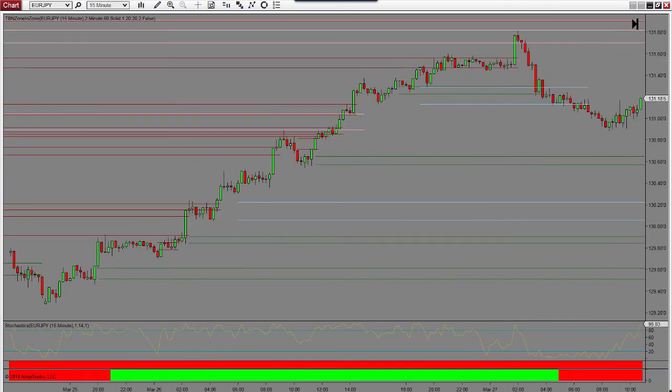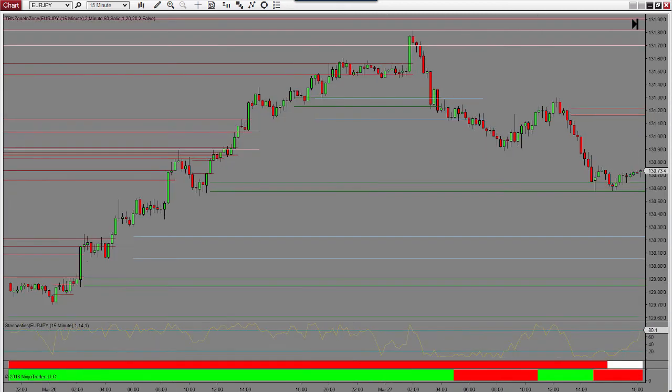Right here. So let's look at this one. Again, what do you guys see? What is your observation? You had a zone here, a zone here, a zone here, a zone here. Never came back to any of them. Are you really trading here? Nope.